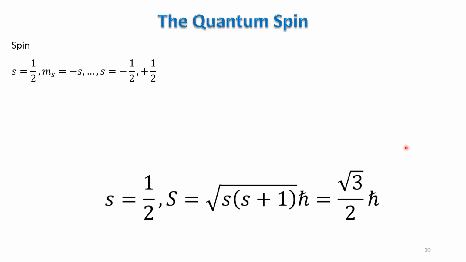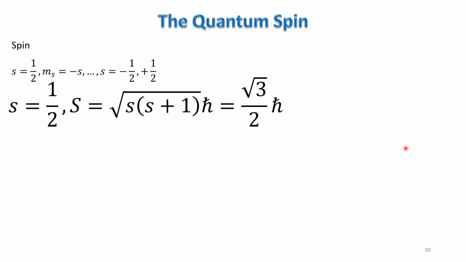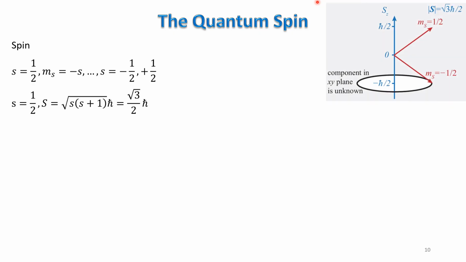Now for small s equal to 1 by 2, in that case capital S will be root 3 by 2. Here we know that the magnitude of the spin angular momentum is square root of 3 over 2 h bar, and the component along one axis, which we usually consider to be the z-axis, but not the other two components.